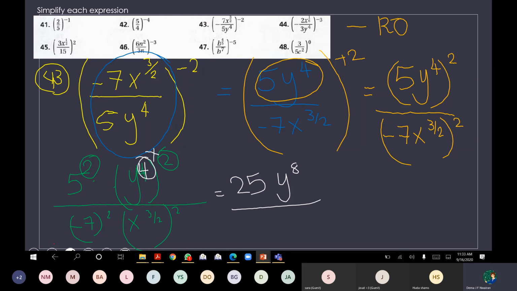negative 7 squared. What does it mean? It means negative 7 multiplied by negative 7. And negative times negative is positive, and 7 multiplied by 7 is 49. So the answer now here is 49. Then x raised to, look here, I will rewrite it here, 3 over 2 raised to the power 2. What I have to do, I just multiply.